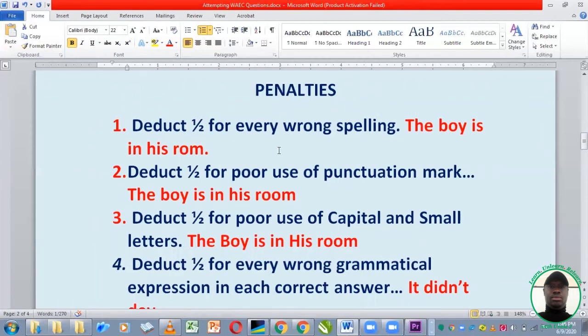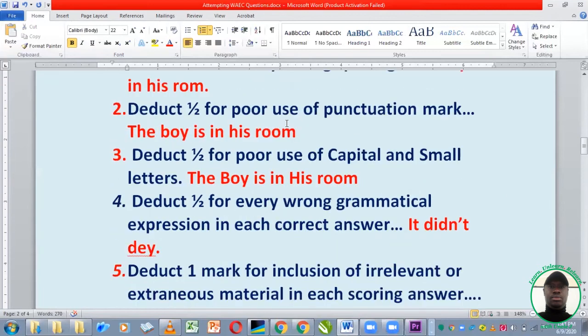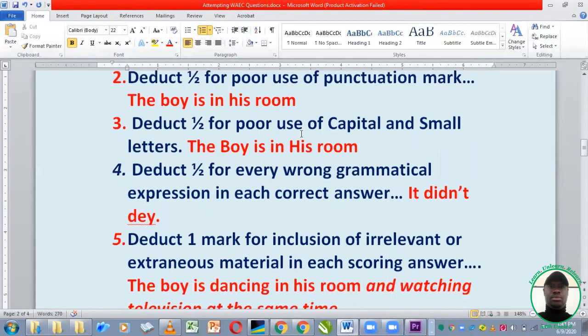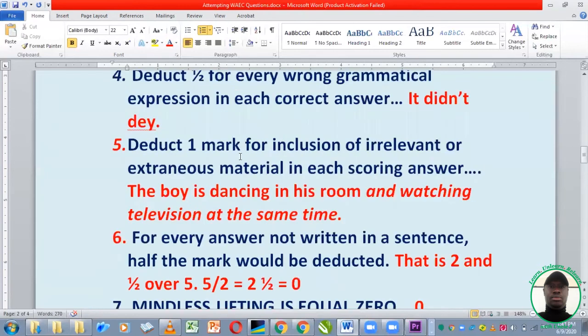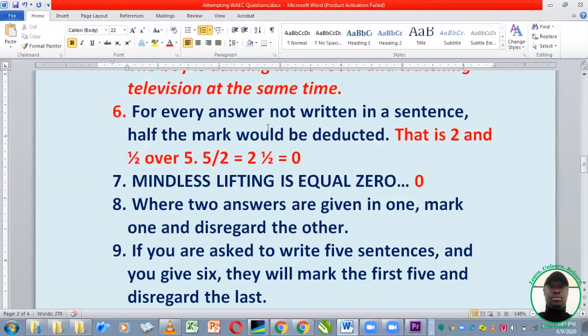So let me go through them once more. Your answer is correct. You've written your answer. If you make one spelling error, you lose half a mark. If you make one punctuation error, you lose half a mark. If you give a wrong use of capital letters, you lose half a mark. For every grammatical error, you will lose half a mark. If you include extraneous materials, you will lose 1 mark. If your answer is not written in a complete sentence, you will lose half the entire mark. That means 5 divided by 2.